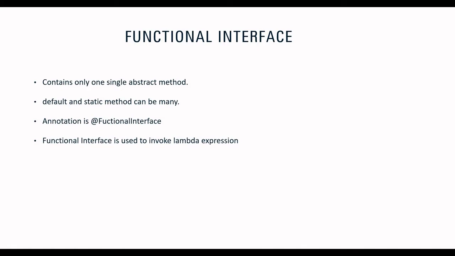Now a functional interface is nothing but an interface which has only one single abstract method. Default or static methods can be of any number, but only one abstract method. Then it is considered a functional interface, and we can also annotate the class with @FunctionalInterface. And we are going to talk about lambda expressions too. So basically, to invoke a lambda expression, we will use a functional interface. Now, a few examples we have.